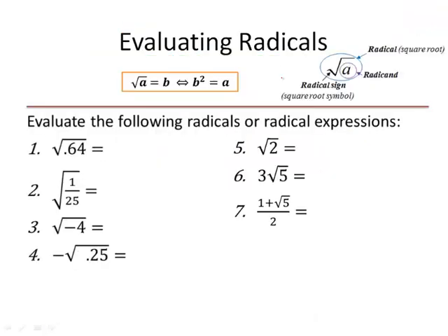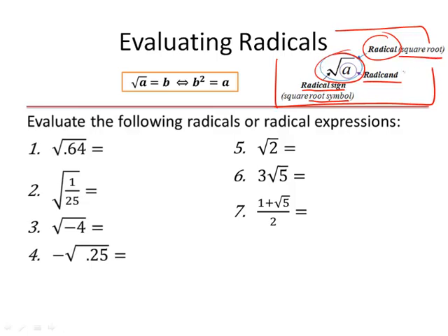Let's continue on. Here's some terminology on the names of things in a square root. The root symbol, the square root symbol, is also called a radical sign. Underneath it is the radicand, the item being rooted, and the radical is the entire expression of the square root.